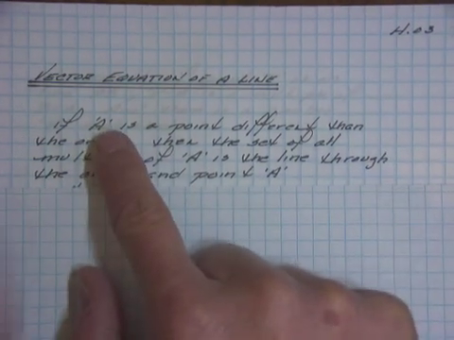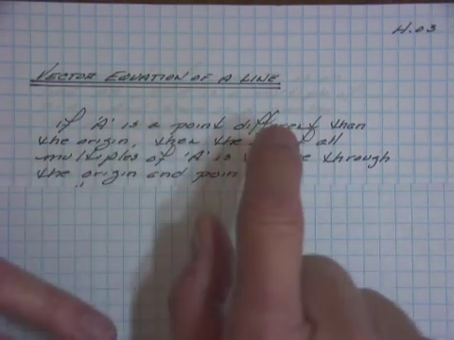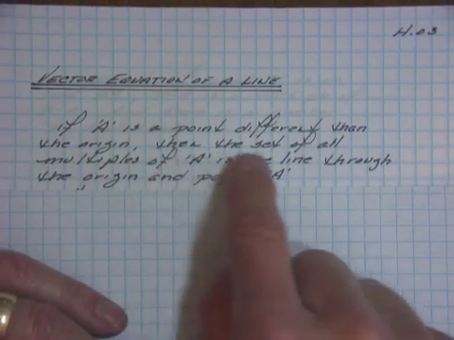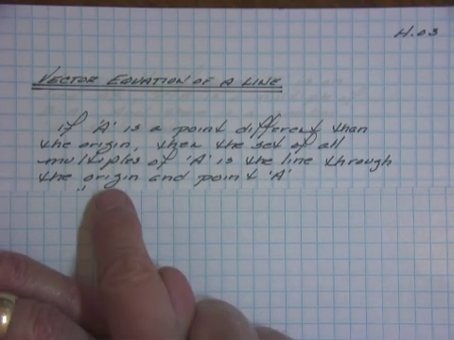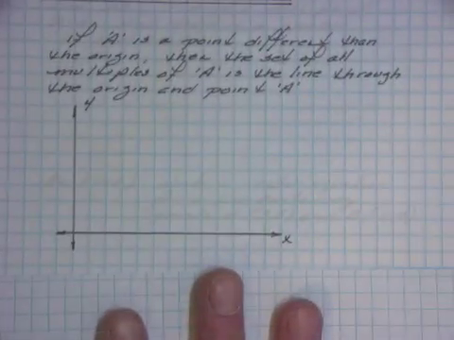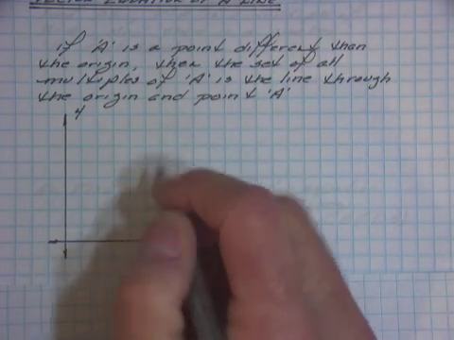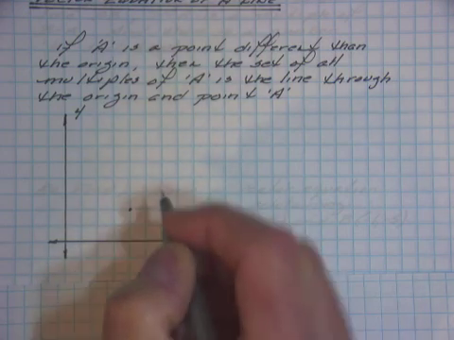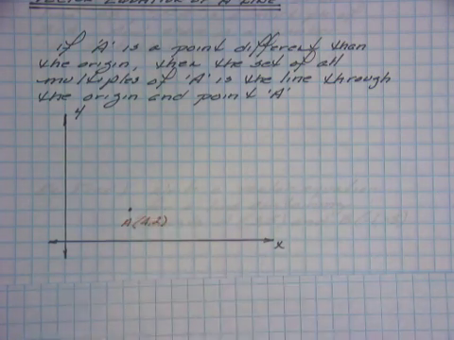Let's start here. If point A is a point different than the origin, so it's not at the origin, then the set of all multiples of A is the line through the origin and the point. To demonstrate that, I've set up quadrant 1, and we're going to plot the point 4, 2. So this is point A at 4, 2. All right, no big deal.